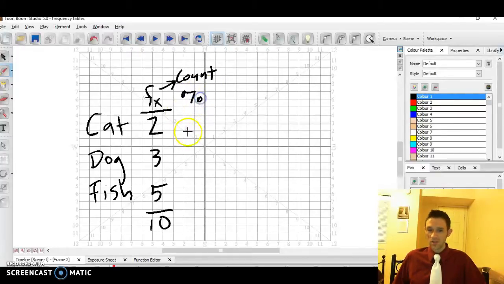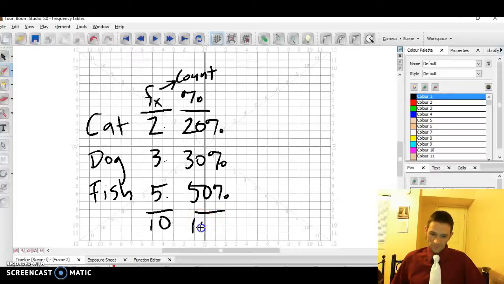So what we usually do next is the percent, because people might want to know what percent fell within each category. So here we have cat, 2 divided by 10 is 20%. And that's all you have to do is take this number and divide by the total. So for dog, we take 3 and divide it by 10, and we get 30%. And for fish, we have 5 divided by 10, and that's going to be 50%. And that should add up to 100. This is your checkpoint to make sure that things are all entered correctly. It should add up to 100.